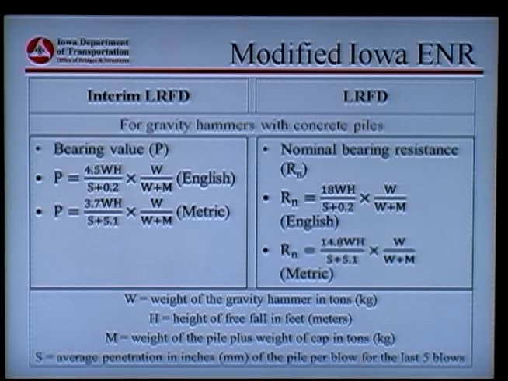To distinguish from this, this one is the P. P is what we call the allowable, which included the factor of safety of 4. But the rest here is the resistance R N, which means that it's a nominal resistance. No factor of safety is included in this equation.